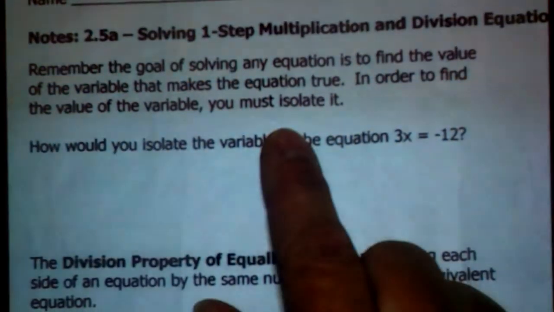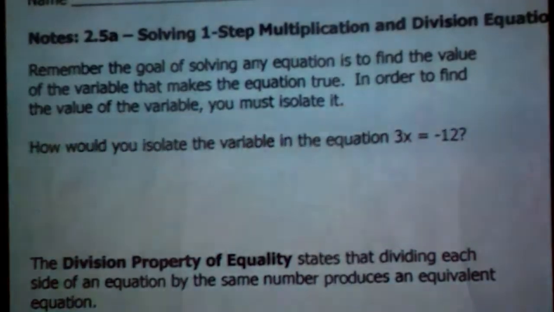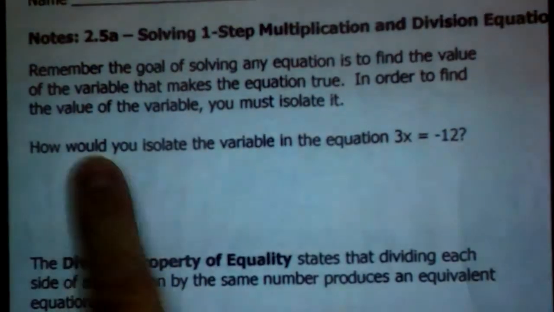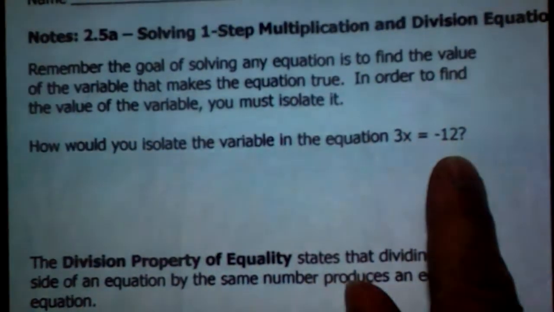You want to get the variable alone. You need to find the value of the variable that makes the equation true. So you have to isolate it. You have to get it by itself in order to figure out its value. So take a look at 3x equals negative 12.